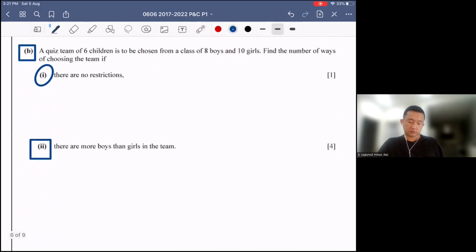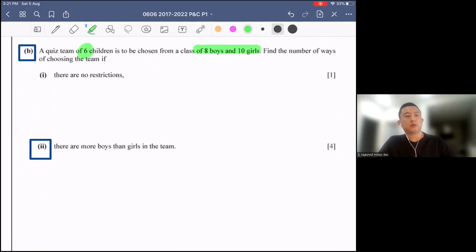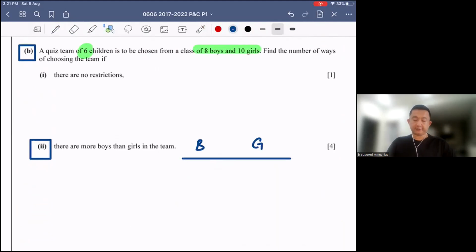Next. Okay, just look at the last one. 6 children to be selected out of 18 boys and girls. More boys than girls in the team. Think about it. Okay, boy category, girl category. More boys than girls. Okay, maximum number of boys, 8, but you need only 6. So it could be 6 boys and how many girls? 6 boys and 0 girls.